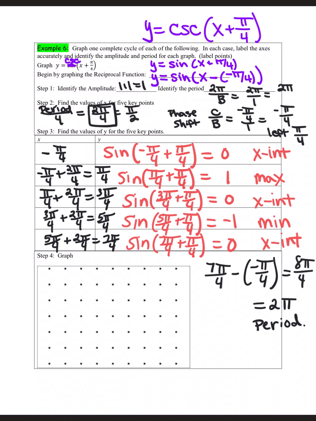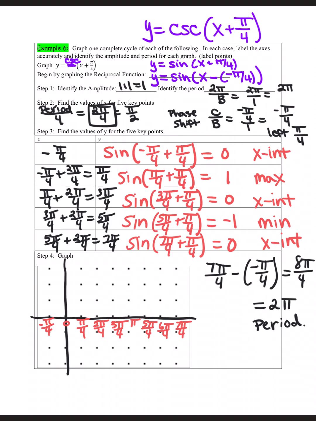So I'm going to graph this, and I'm shifting over negative pi over 4. So I'm going to count by pi over 4. Each space, I'm going to let it be pi over 4 in between. So there's negative pi over 4, 0, pi over 4, 2 pi over 4, 3 pi over 4, 4 pi over 4, just pi, 5 pi over 4, 6 pi over 4, 7 pi over 4, and the last one will be 2 pi if I need it.